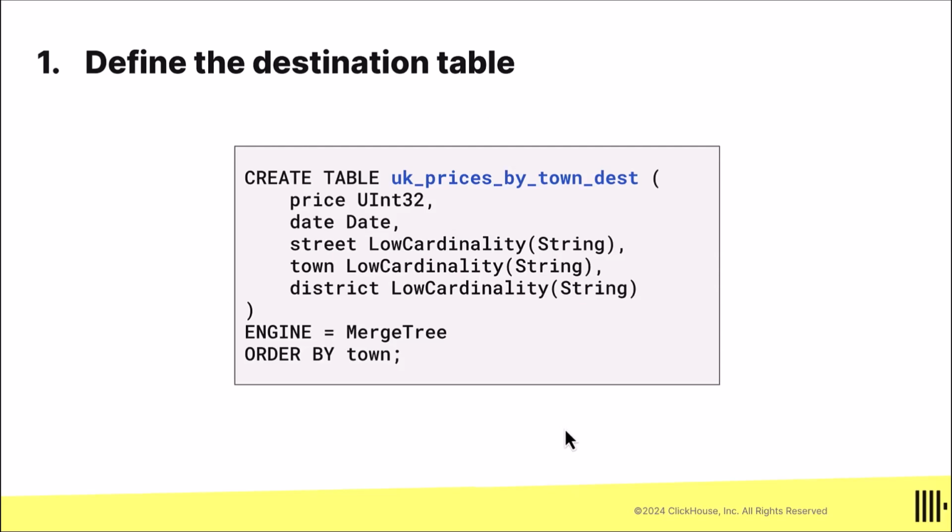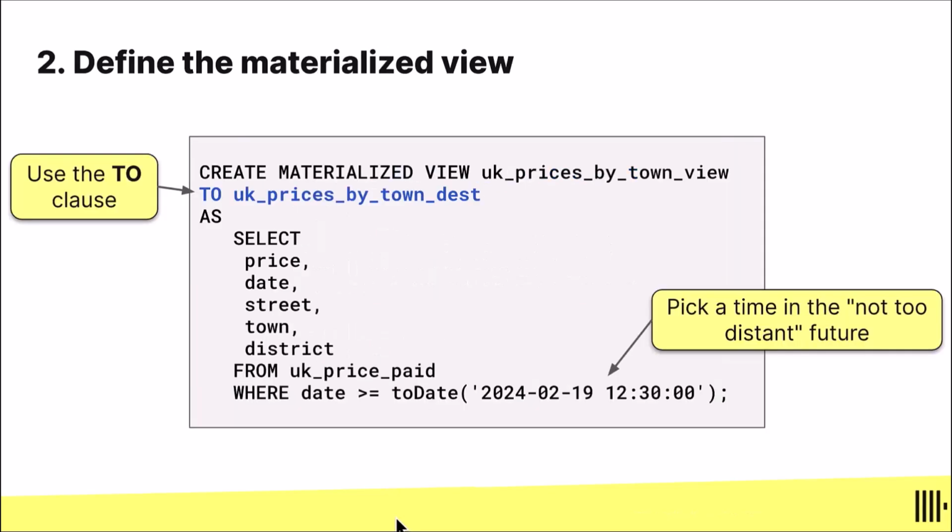I'm going to create a table called UK prices by town. I even put DEST there in the table name. That's destination. I want 5 columns. It's a merge tree table and it's sorted by town, so my primary key is town. So this will be my destination table, and I won't have that .inner thing going on here.